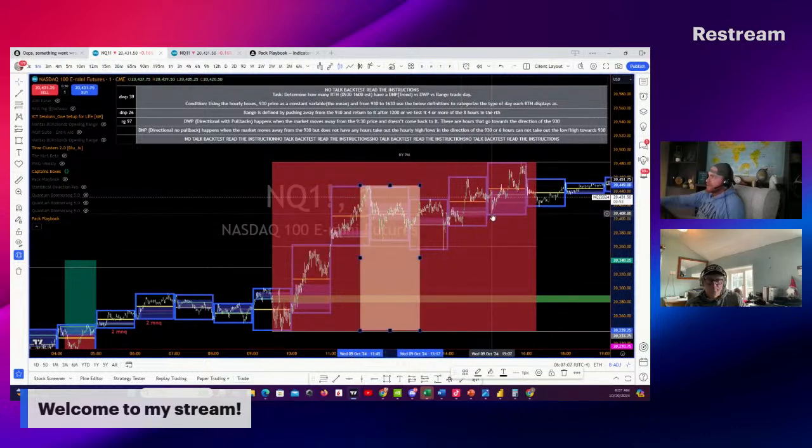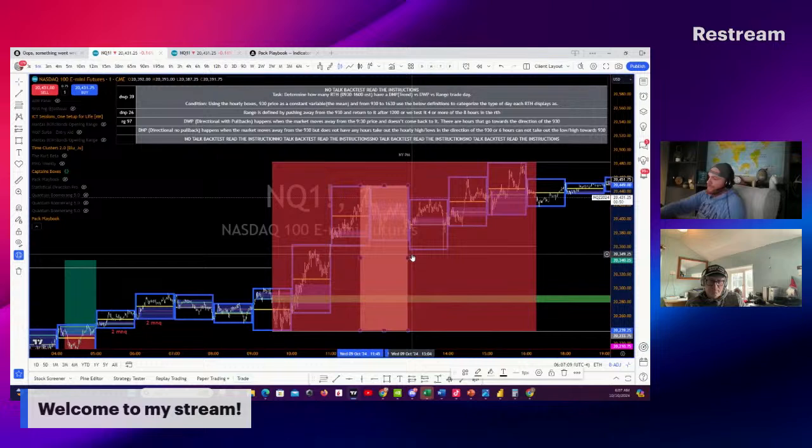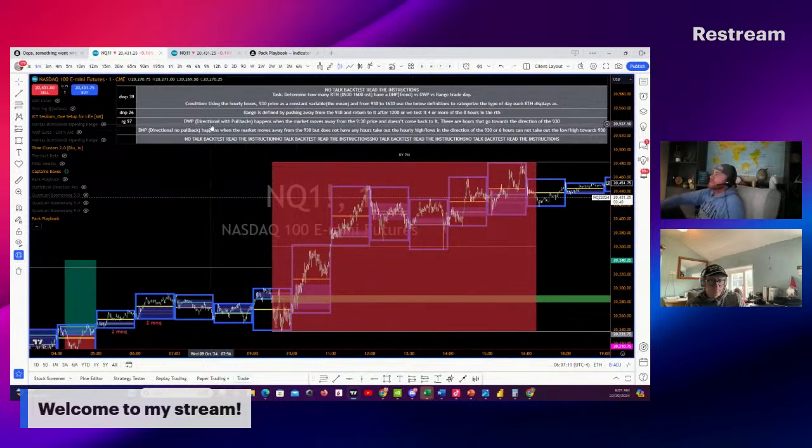So that's a range in market, right? But a DWP is a directional pullback. It happens when the market moves away from the 930 and doesn't come back to it. There are arrows that go towards the direction of the 930. When I say there are arrows, that means previous hour, if the 930 is below us, then previous hour lows are taken out, right? And we can see that this one hour took out the previous hour low.